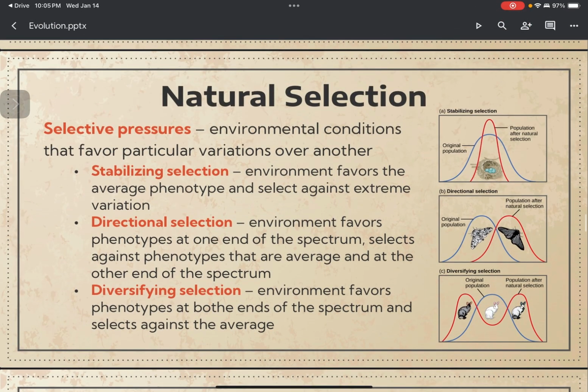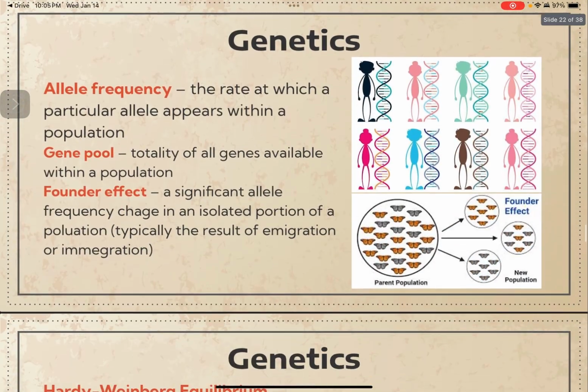Mr. Mason said specifically, he wants us to note these photos and in comparison to their definition. So if I said stabilizing selection and I showed you the 3 photos, you should be able to point out which graph goes there, and vice versa. If I gave you the graph, you should be able to tell me which type of selective pressure it was.